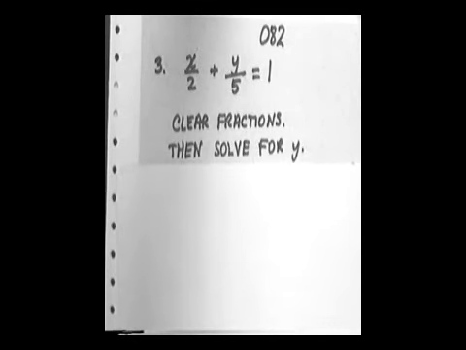You can choose to keep the fractions if you like them. If you would rather not have them, you don't have to. Remember that to remove fractions from an equation, we find the common denominator of all the fractions in the problem, and multiply both sides of the equation by that common denominator. Clear fractions, then solve for y. That's our procedure.